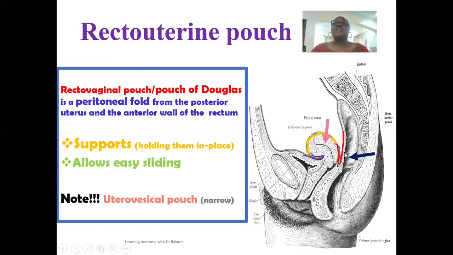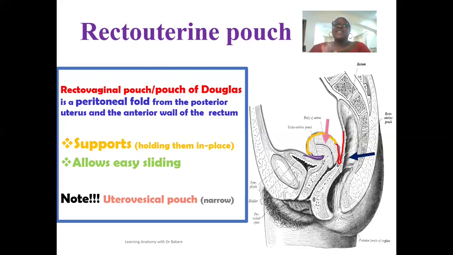And also, this wideness of the rectouterine pouch can be attributed to the anteverted position of the uterus. Because the uterus is directed more anteriorly, which is its anteverted or anteflexed position, the direction of the uterus is towards the anterior abdominal region. And this is why it is seen to create more space around the posterior region.